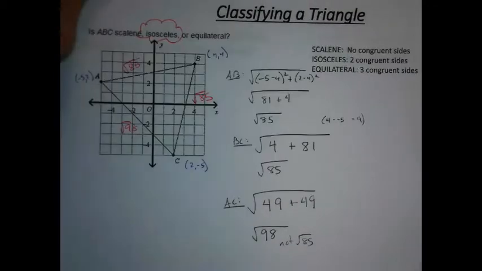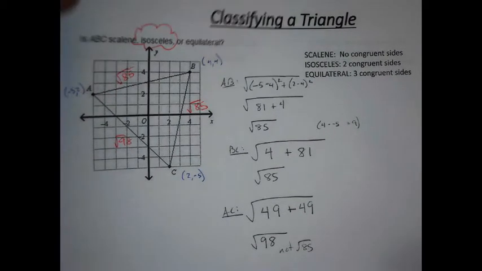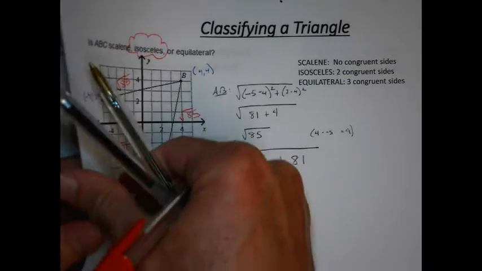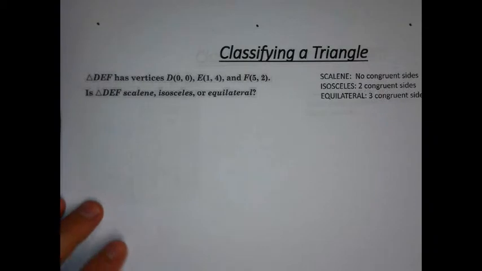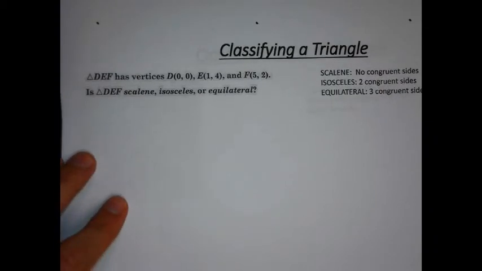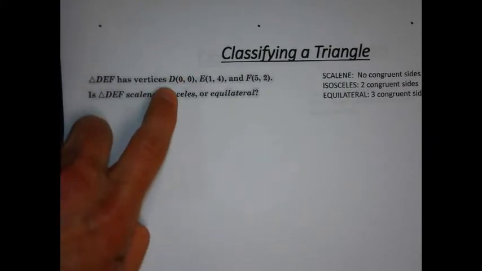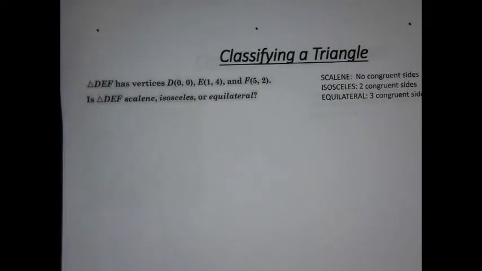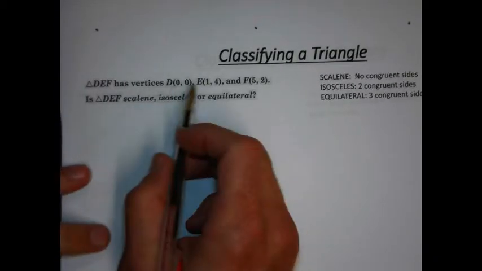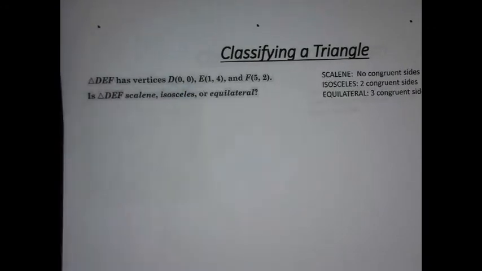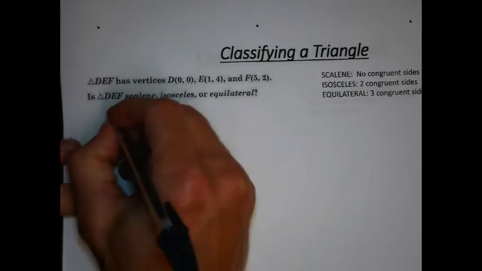Let's do another one. Practice, practice, practice. Let's take a look at this one now. Where's my graph? I'm not giving you one. Here's an ordered pair, here's an ordered pair, here's an ordered pair. Is it scalene, isosceles, or equilateral? We're going to do the same thing we've done before. We have to have 3 sides. Let's organize our sides. What about from D to E?